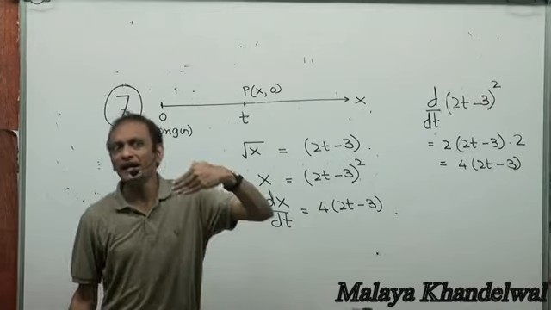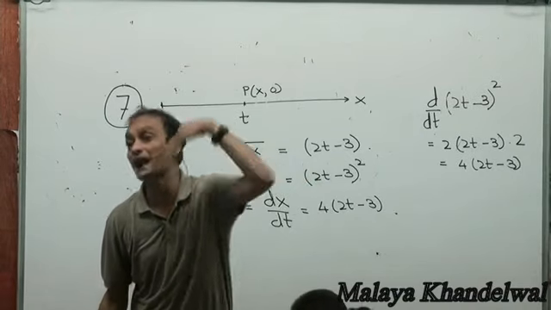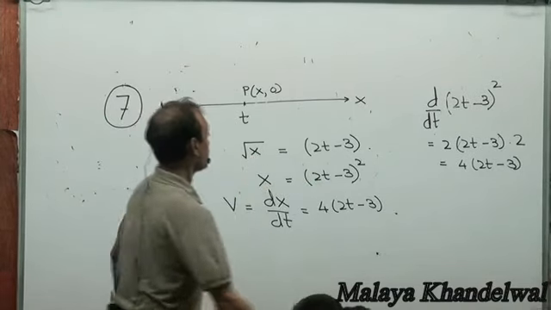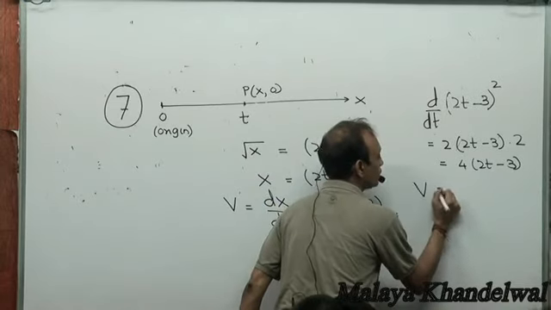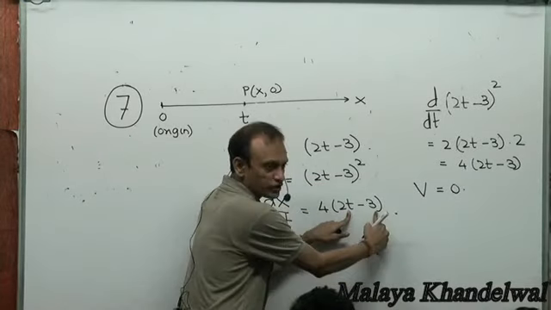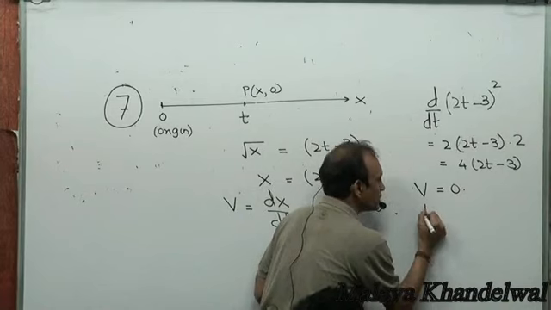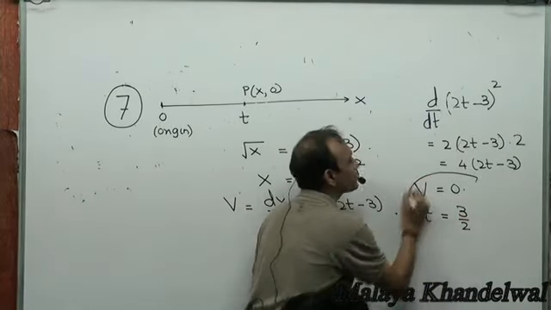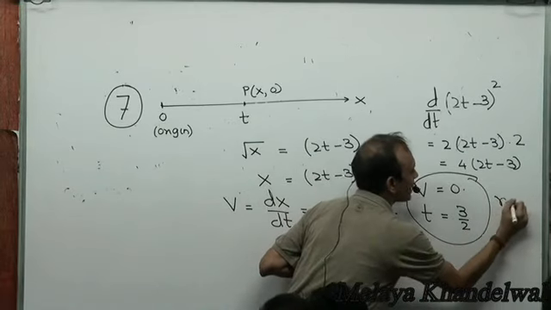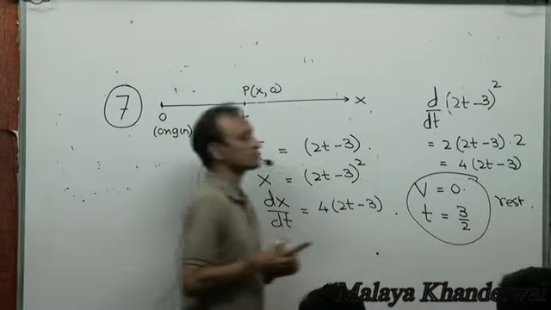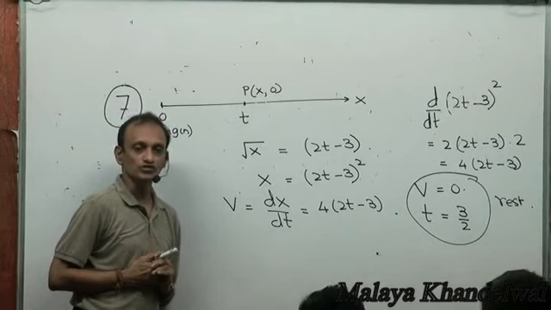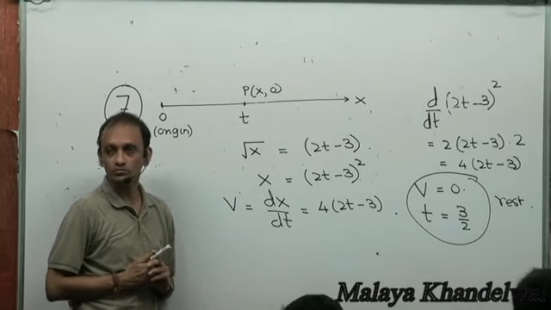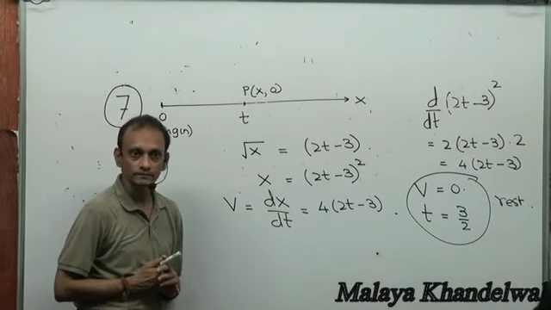The particle would be at rest at an instant when v becomes 0, right? Evidently, v is 0 at t equal to 3 by 2. That means the particle is instantaneously at rest at t equal to 3 by 2 seconds. The particle is at rest. V is 0 at t equal to 3 by 2 of a second. Yes or no? Got me?